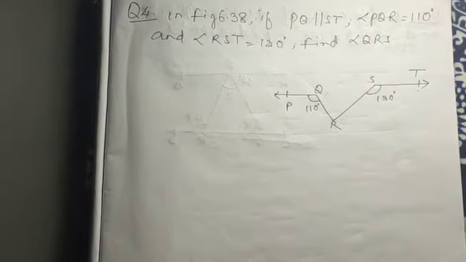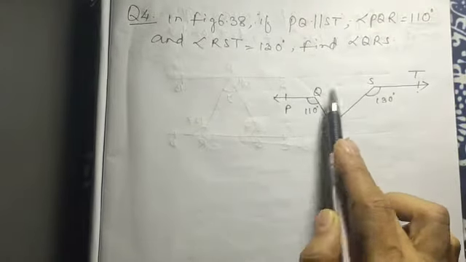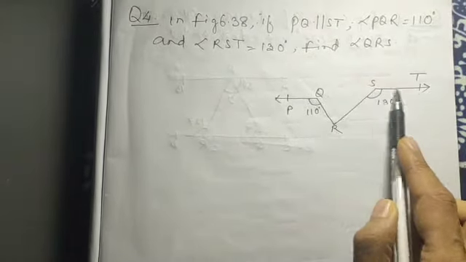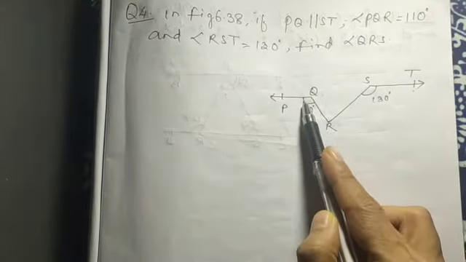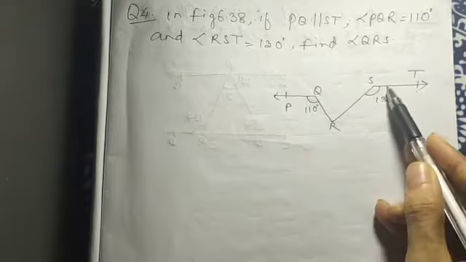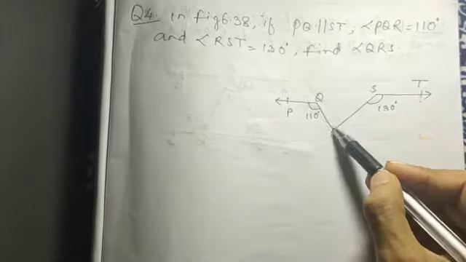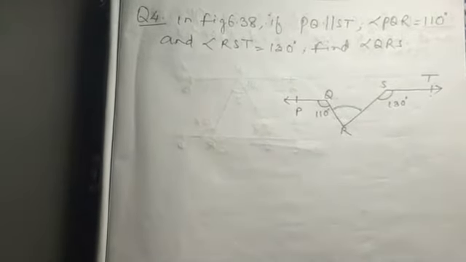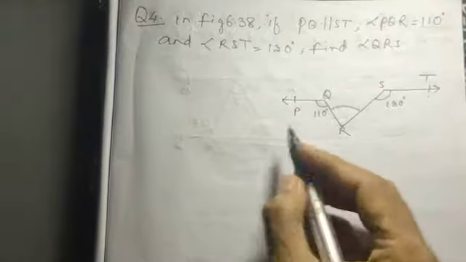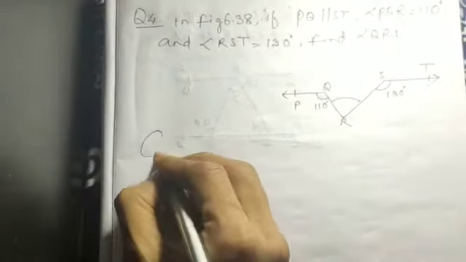So, students, here you see what the question says. In figure 6.38, if PQ is parallel to ST, and angle PQR is equal to 110 and angle RST is equal to 130, we are asked to find out angle QRS. We are asked to find out this angle. Okay, fine. Now, we have to do one construction.